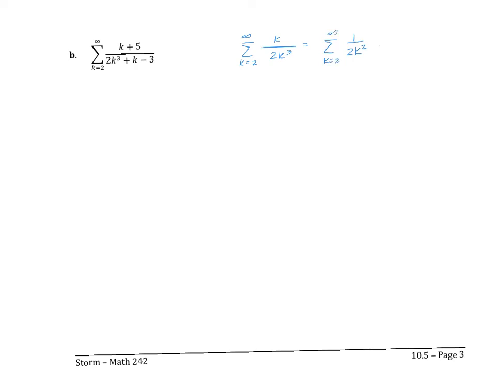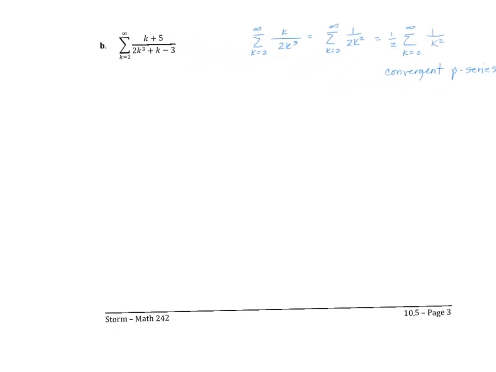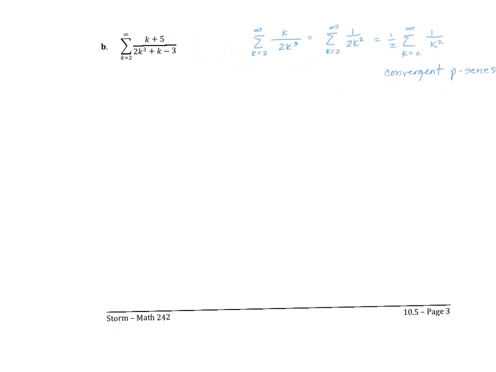Now notice that I could pull out my 1/2, and then I have a series that converges. So 1 over k squared is a convergent p-series. The half in the front does not change convergence or divergence. I have my comparison. Now I'm going to take the limit. When I take the limit, I want to use the 1 over 2 times k squared. That would be my b sub k.